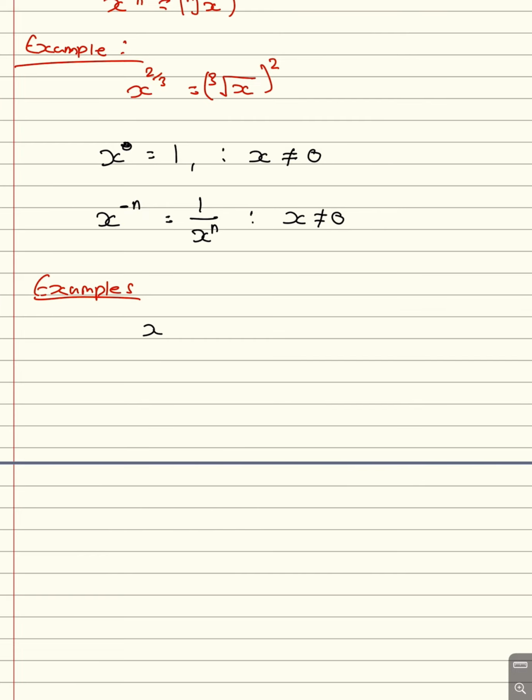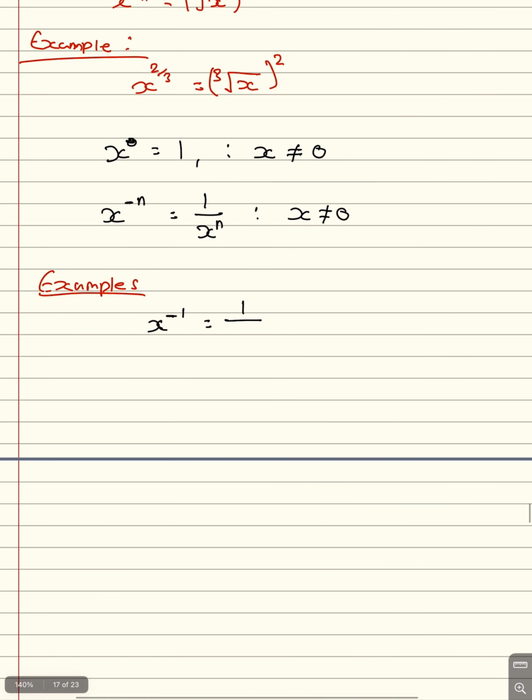Moving on to more examples. So if we had x to the power of -1, we have 1 over x to the power of 1. Now I don't have to put the power of 1 for x, so I can just get rid of the 1. Now I do have to add that such that x is not equal to 0.